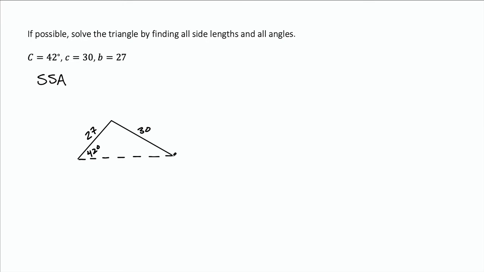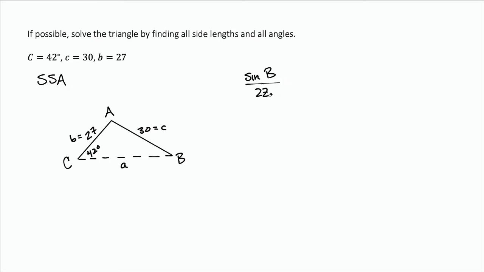There's only one possible solution here, so we're going to go ahead and find that solution using the law of sines. So let me go ahead and label here. We had our angle C and our side C and our side B. So this angle is B, and then the other angle and side are A. So using our law of sines, we're going to start by finding that angle B. So sine of B over side B, which is 27.